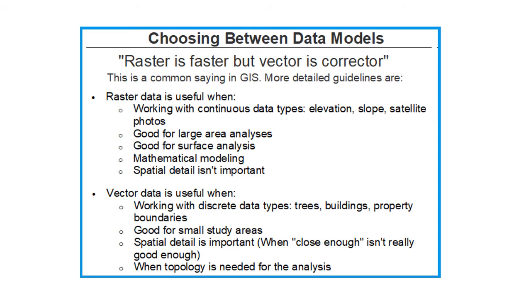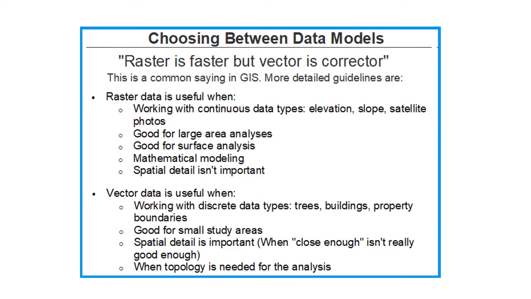It is good for small study areas. Spatial detail is important, when close enough isn't really good enough. If we want to develop our boundary between India and Pakistan, let us think, our district boundary, or our acre with respect to another person's acre, with proper survey and vector data, you can do it ideally.